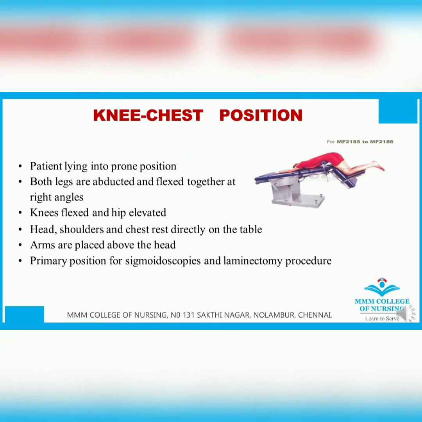Knee chest position. The patient lies in prone position. Both legs are abducted and flexed together at right angles. Knees are flexed, hips elevated, and head, shoulders and chest rest directly on the table. Arms are placed above the head. It is the primary position for sigmoidoscopies and laminectomy procedures.